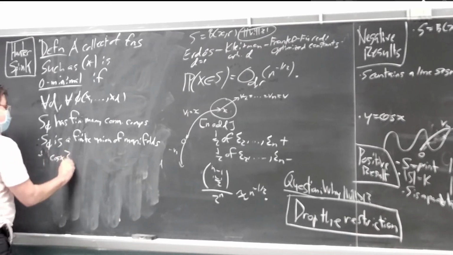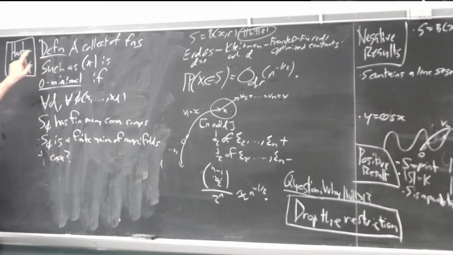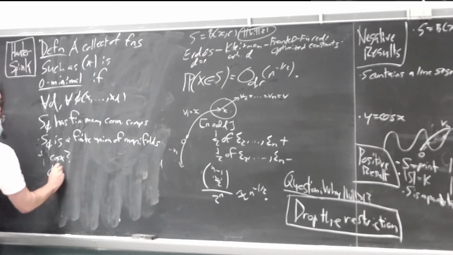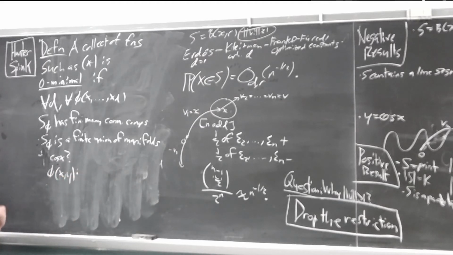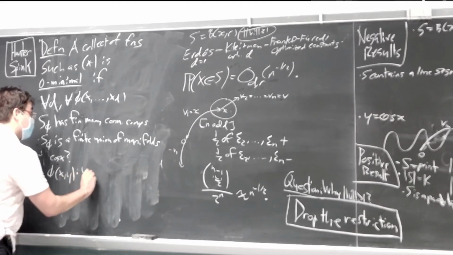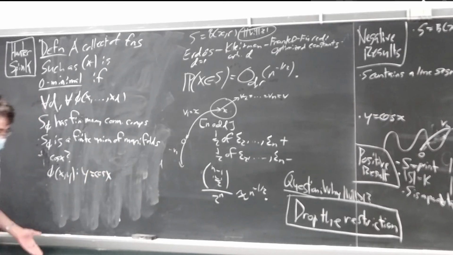So let's use this definition to show that cosine of x would be a bad thing to include in an O-minimal collection. So let's create a function. I'll do it of two variables. And let's try and create something that has infinitely many connected components. So let's just try y equals cosine of x. Does that work to show cosine of x can't be included? No, because it has only one connected component.